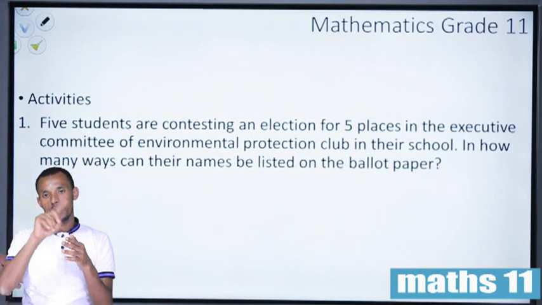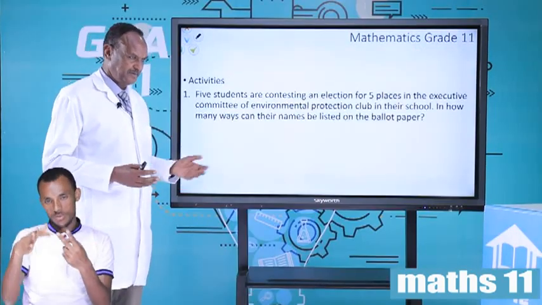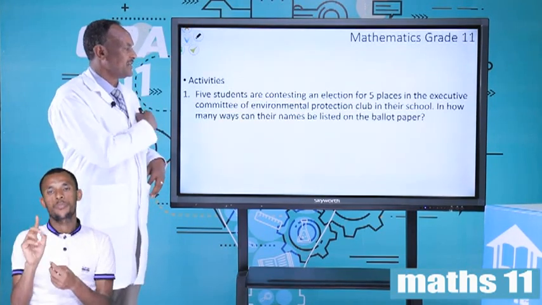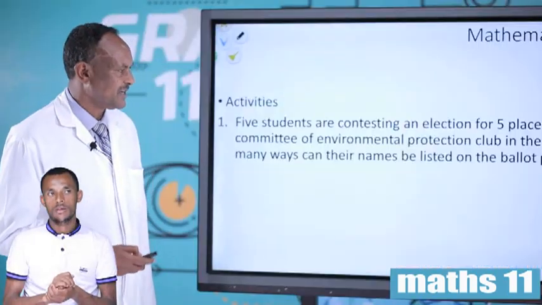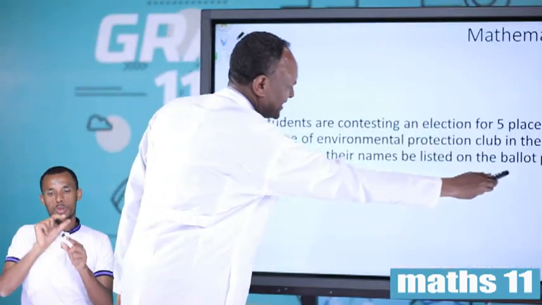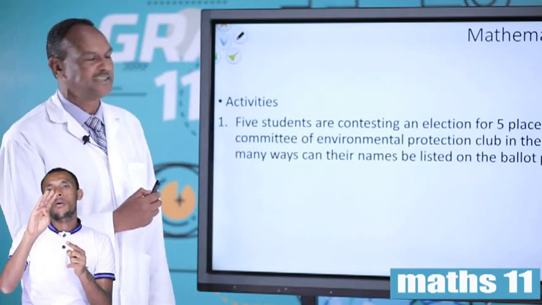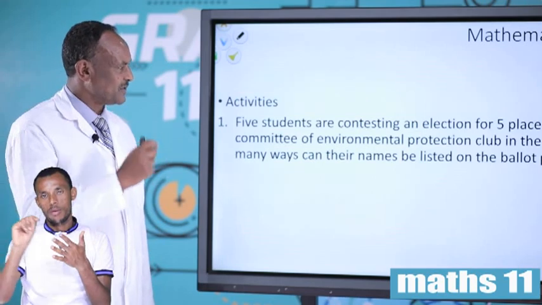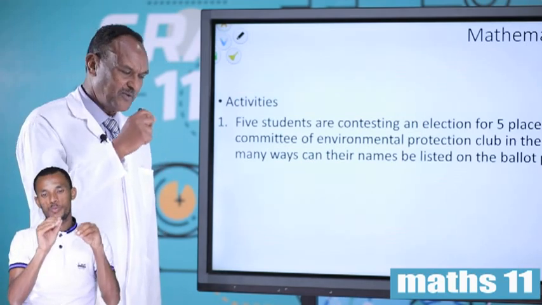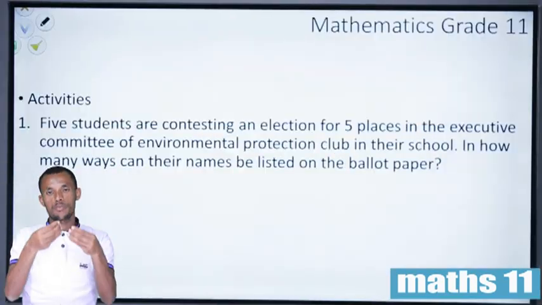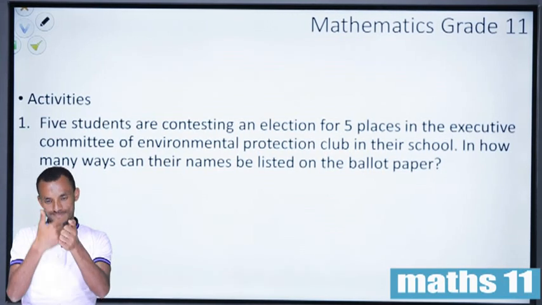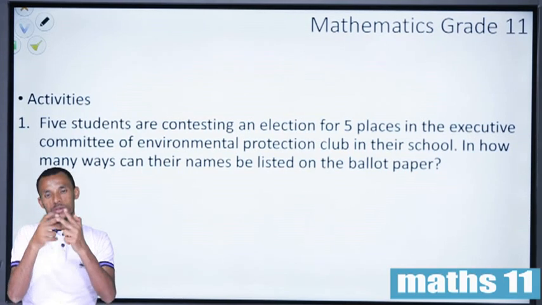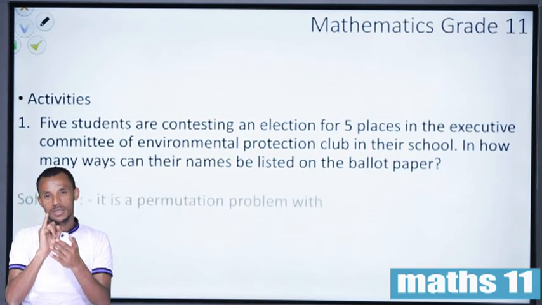Is order important? Or is it selection? So when you are looking, the key words here are, what it says, ballot paper. Listed on the ballot paper. There are 5 students. We have to write their names in order. Whose name will be written first? Second, third, fourth, fifth. So this question is a permutation question.